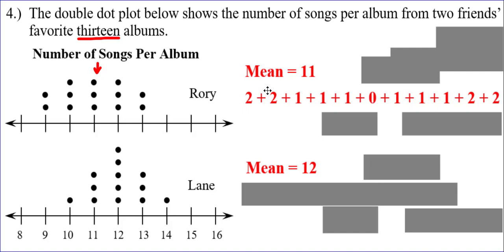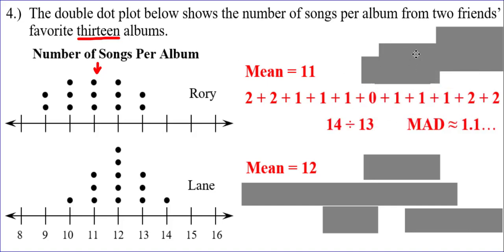All right, 2 plus 2 is 4, plus 1 is 5, plus 1 is 6, plus 1 is 7, 8, 9, 10, plus 2 is 12, plus 2 is 14. So I'm going to take 14 divided by 13. That's going to be an ugly decimal using my calculator. That's 1.1 something. So yes, I would write this stuff down. I gave you lots of room to the right, so I hope you are writing stuff down. If I'm going too fast, hit pause in the video and catch up.